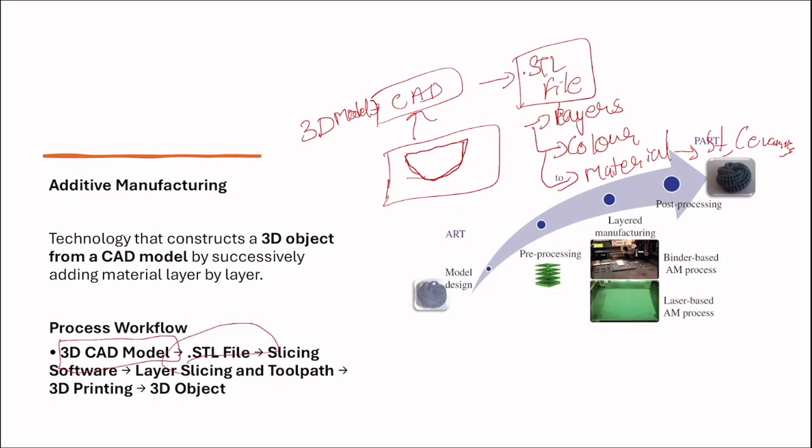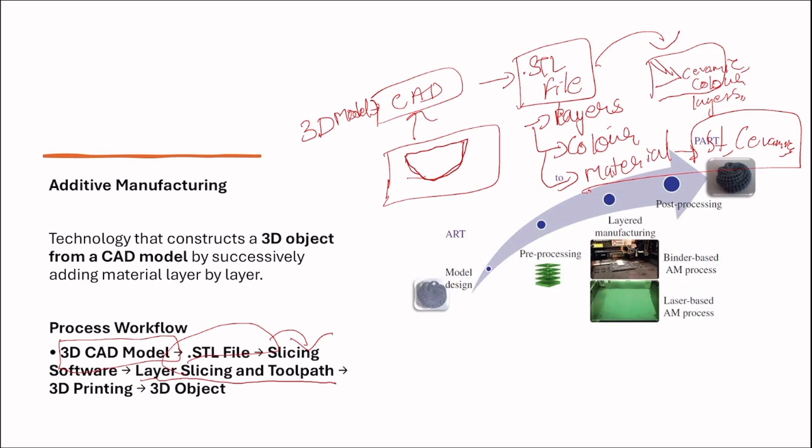Everything will be put in this STL file. After this, you will put it in the slicing software. Internally it will process all of this and make sure everything is present. If you want ceramic, it will check whether ceramic is present, whether the color is present, and whether all the layers are correctly initiated. Then it will go to layer slicing and toolpath. There it will start printing layer by layer, and finally your bowl will be created.